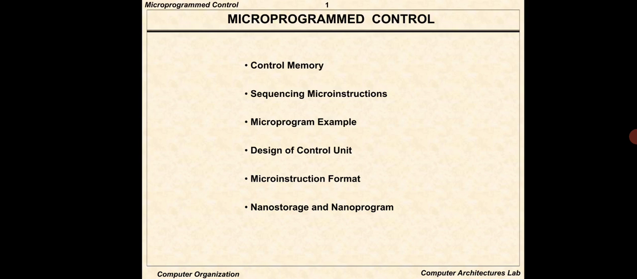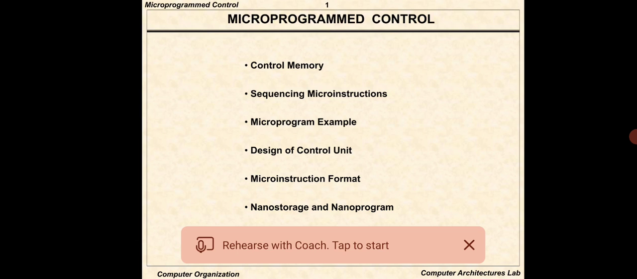In the hardwired control unit, the control unit has been designed by using hardware circuitry. Whereas in the microprogrammed control unit, you will not design it by using hardware. You will use small programs to develop the control signals. All the functionalities of the control signals will be developed this way.